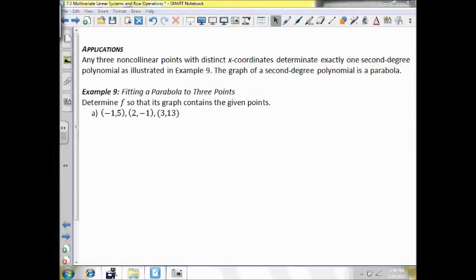Now there are some applications of using matrices. Any three non-collinear points with distinct x-coordinates determine exactly one second-degree polynomial, as illustrated in example 9. The graph of a second-degree polynomial is a parabola. In the past, we've used the parabola formula or our calculator to figure this out. From the points -1, 5; 2, -1; and 3, 13, we know that f of -1 is 5, f of 2 equals -1, and f of 3 equals 13.